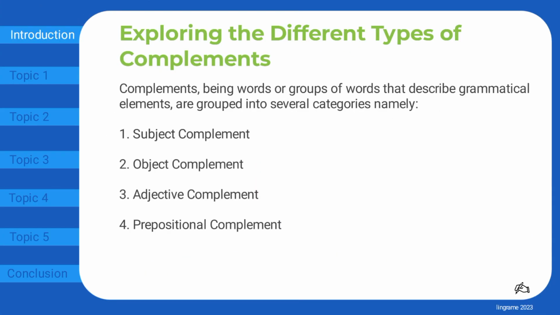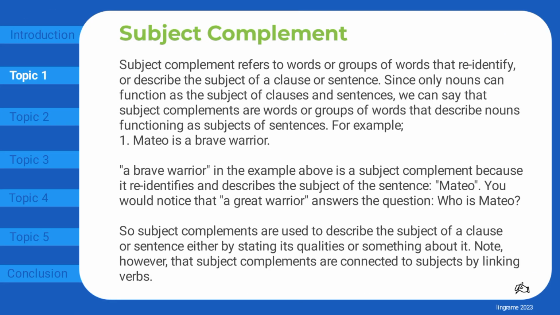Complements, being words or groups of words that describe grammatical elements, are grouped into several categories, namely, subject complement, object complement, adjective complement, and prepositional complement. Subject complement refers to words or groups of words that re-identify or describe the subject of a clause or sentence. Since only nouns can function as the subject of clauses and sentences, we can say that subject complements are words or groups of words that describe nouns functioning as subjects of sentences.